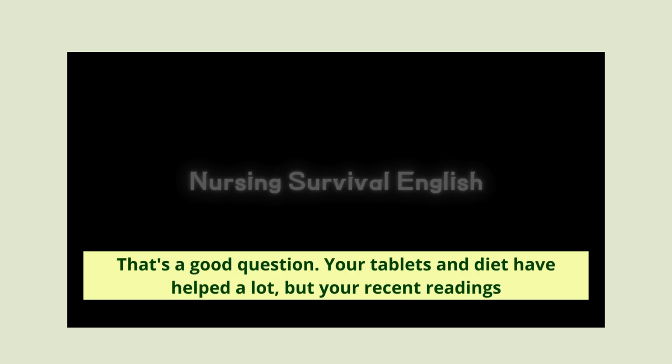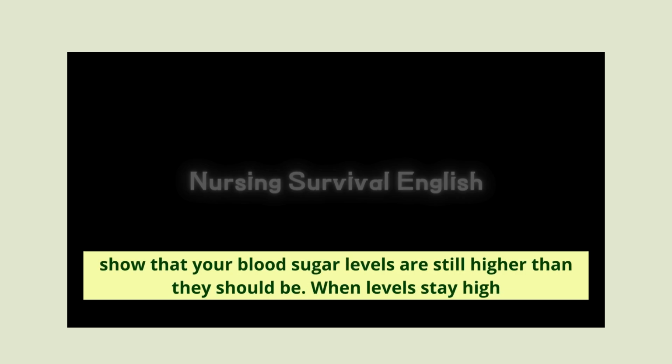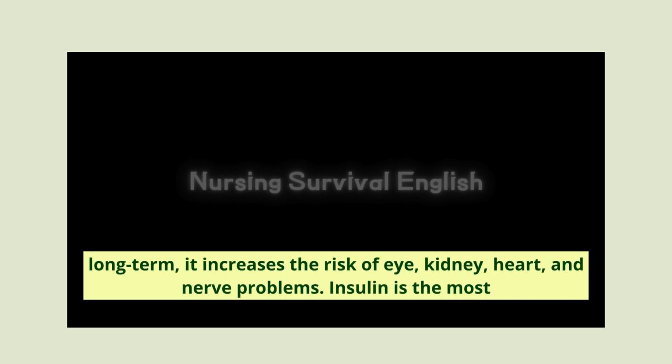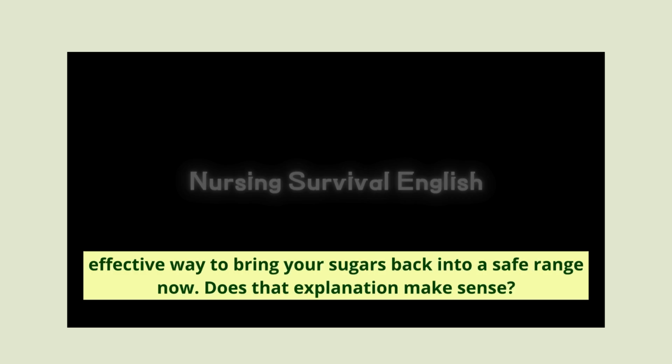That's a good question. Your tablets and diet have helped a lot, but your recent readings show that your blood sugar levels are still higher than they should be. When levels stay high long term, it increases the risk of eye, kidney, heart, and nerve problems. Insulin is the most effective way to bring your sugars back into a safe range now. Does that explanation make sense?